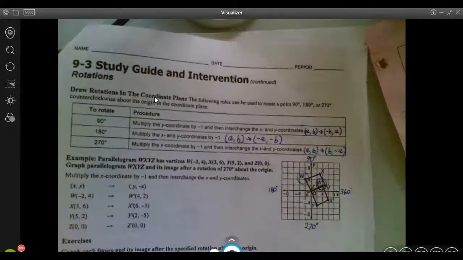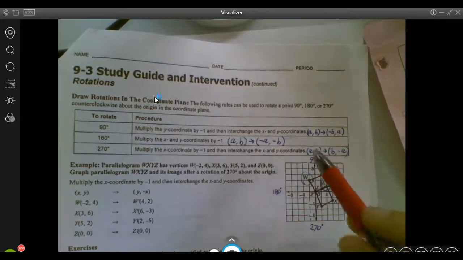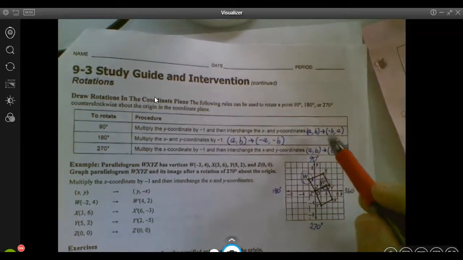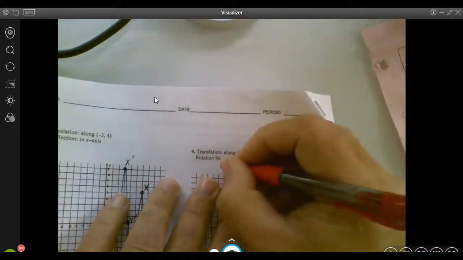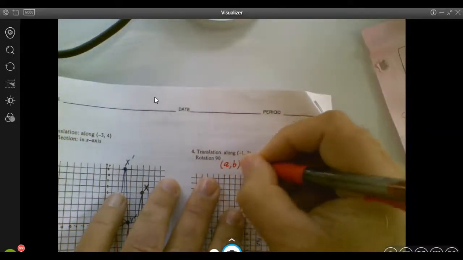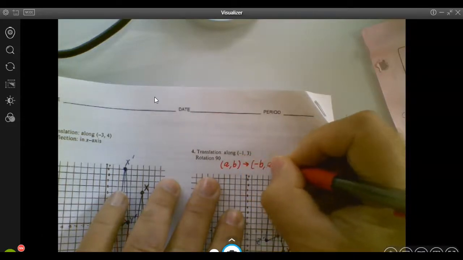If you look back at what we did in our last lesson, remember these are the 3 rules that we mentioned for this. So our 90 rule is where AB becomes negative BA. So again, AB becomes negative BA. So that's the rule that we're going to apply.